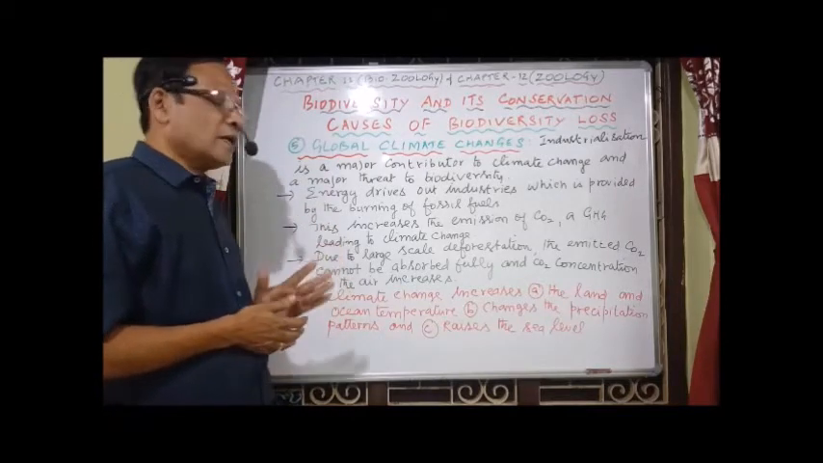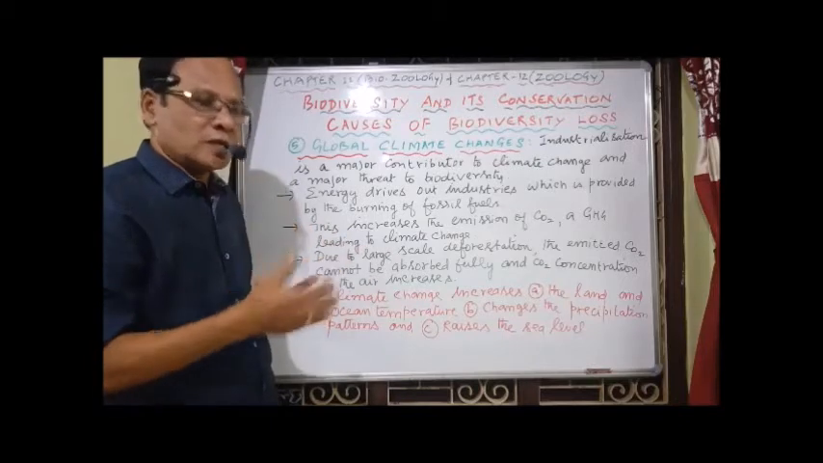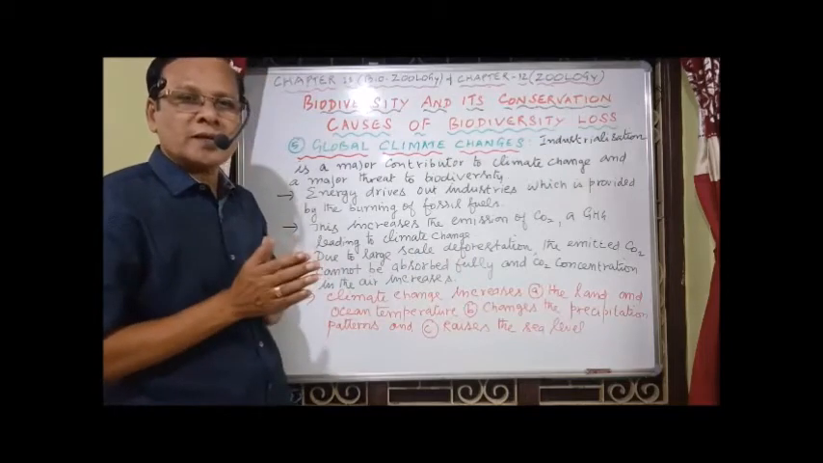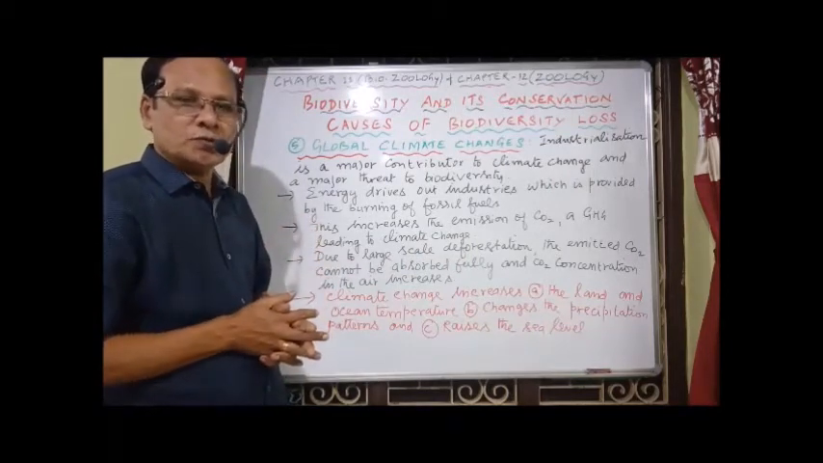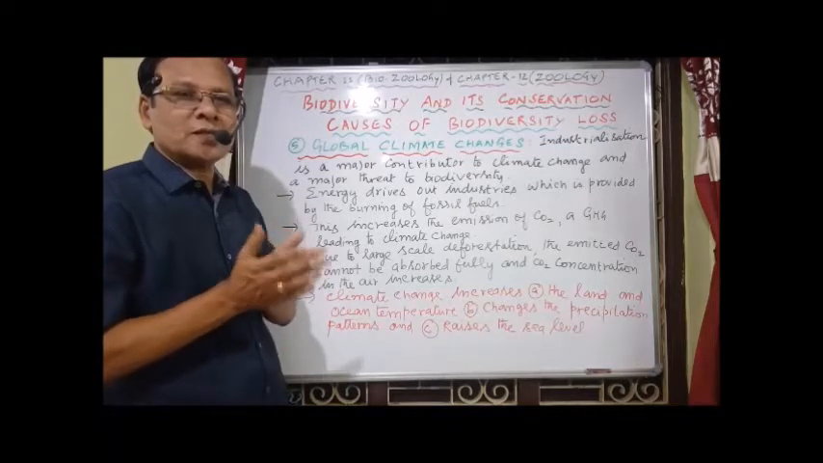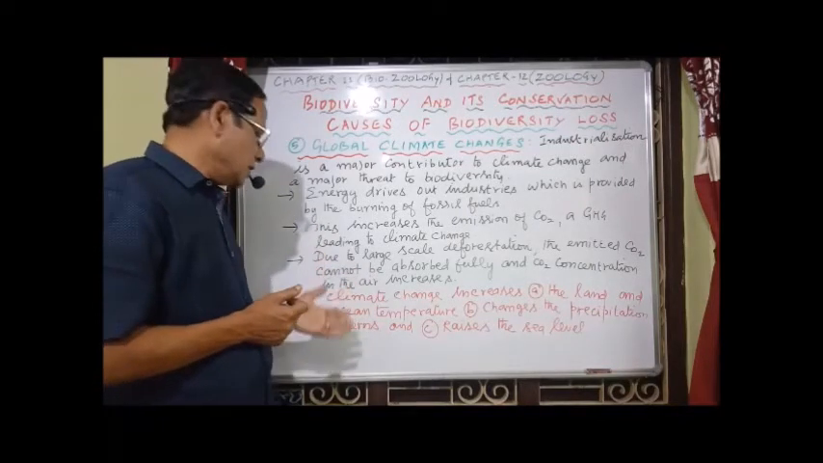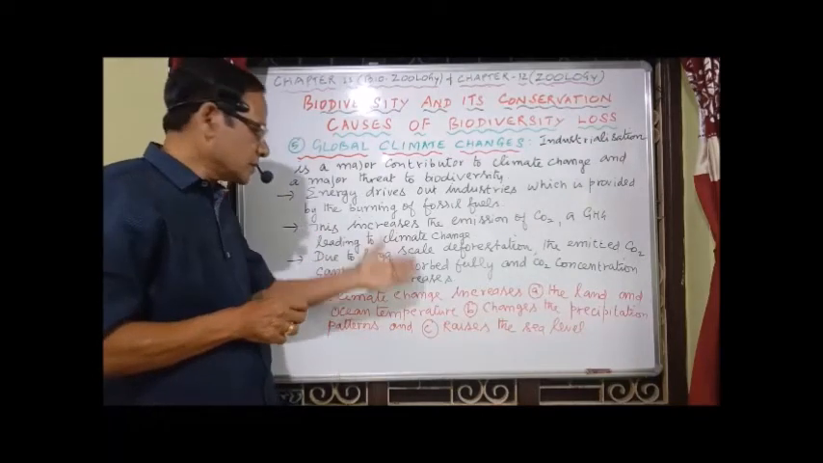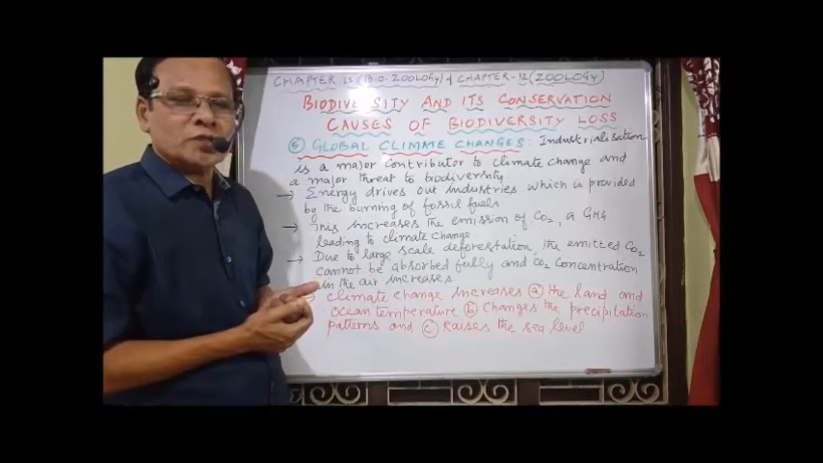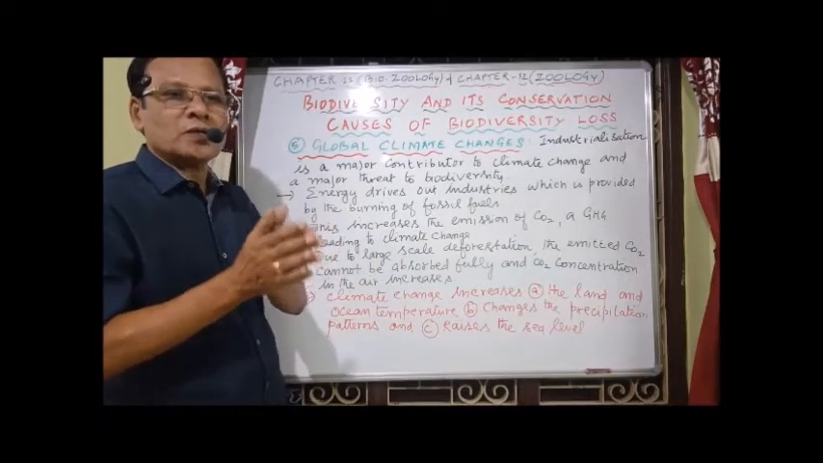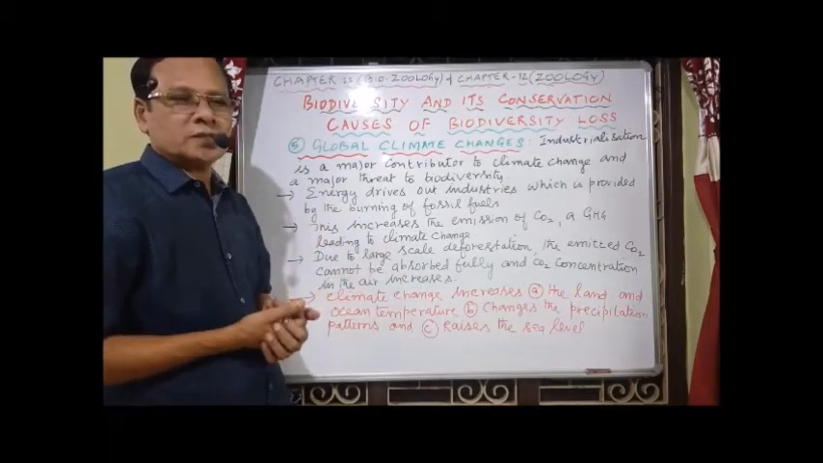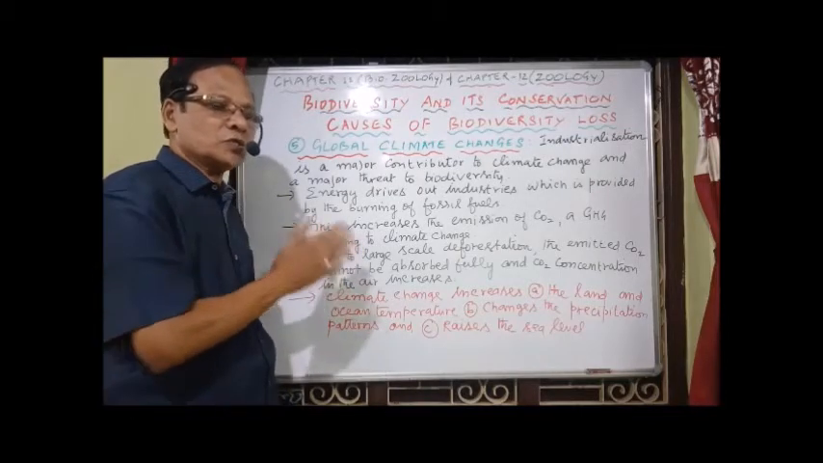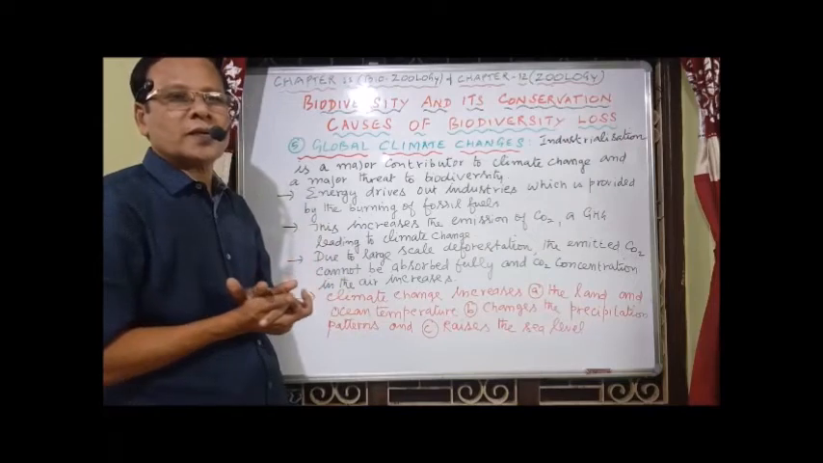As a result, climate change occurs. Climate change increases, one, the land and ocean temperature. Two, it changes the precipitation patterns, nothing but the rainfall patterns, and three, it raises the sea level. As a result of these three, we have some changes which cause the following effects: melting of glaciers, and water inundation, so seawater intrudes into the land areas.